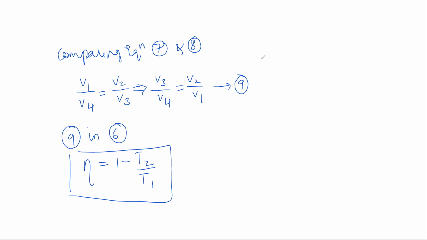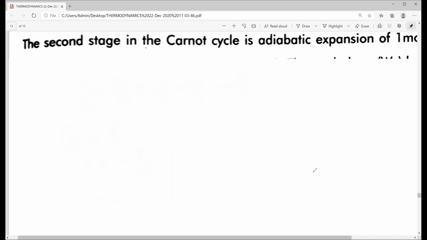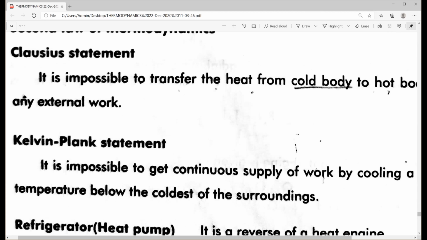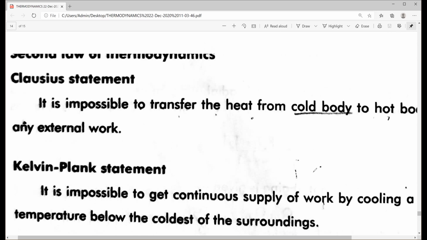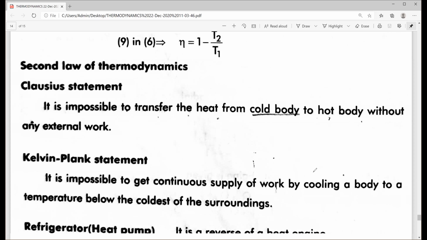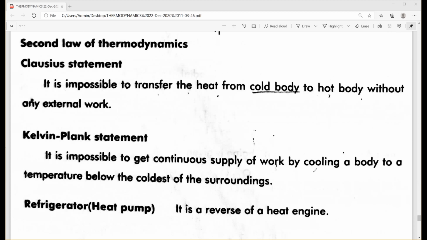So next, the second law of thermodynamics we shall discuss. What is the second law of thermodynamics? What does it represent? What is the statement of the second law of thermodynamics?